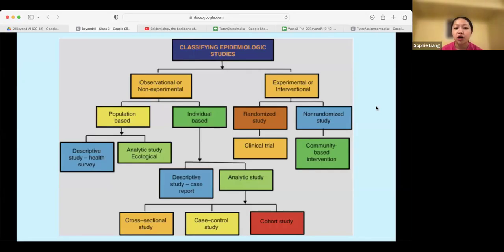So first you split it into observational or non-experimental, and then experimental or interventional. So observational or non-experimental, that is, you're just observing what happens. You're not doing anything to people. You're just seeing what happens, people in their natural state. And then you make observations, take the data. Within these, there is individual-based and population-based.